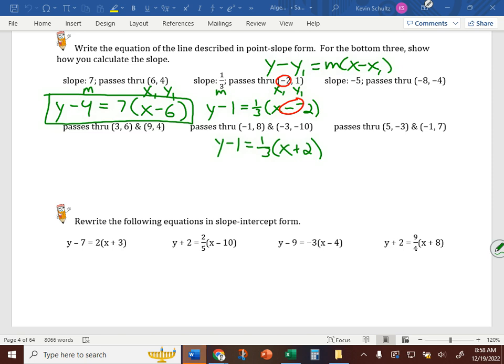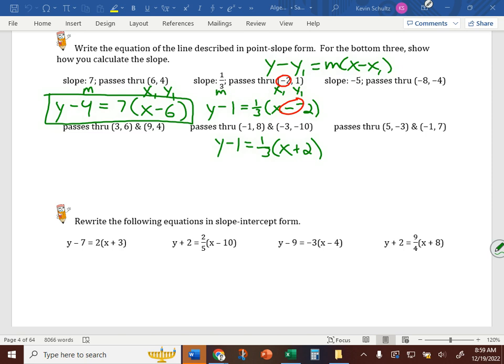So in point slope form, a positive value in the ordered pair is going to appear negative in point slope form, and vice versa also. We'll get more into that when you actually graph them. For the bottom ones, can you use any of the ordered pairs? Yes, we'll get to that in a little bit, but yes, you are correct.